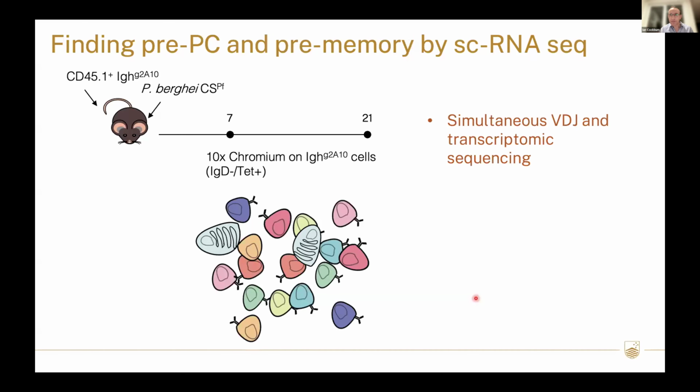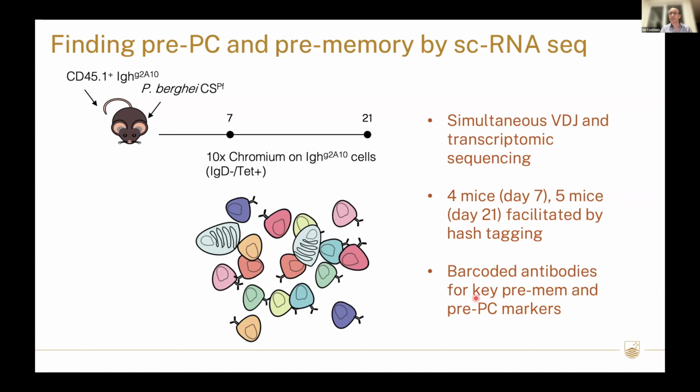And so we did this simultaneous VDJ and transcriptomic sequencing, which of course other people have talked about many times today. We did multiple mice. We took advantage of hashtagging in order to get replicates and therefore to get some statistical power in our analysis. And we also used barcoded antibodies at the same time for markers that other people had inferred were pre-plasma cell markers.